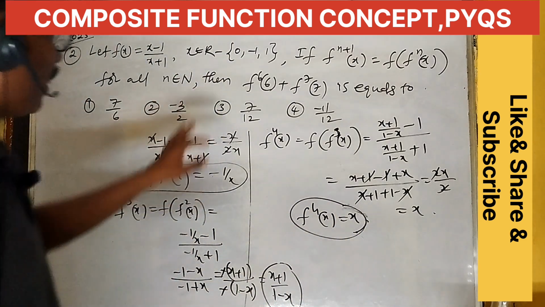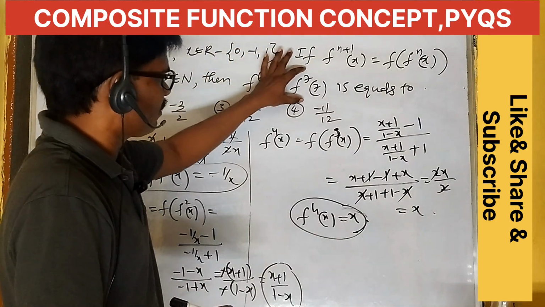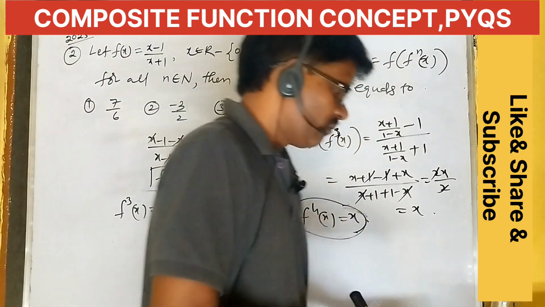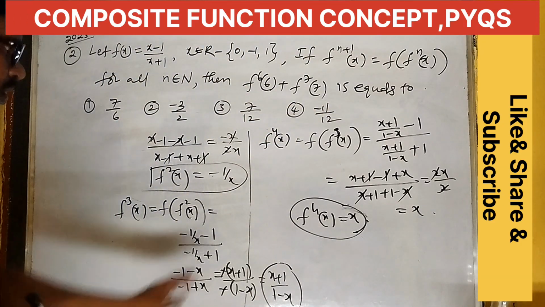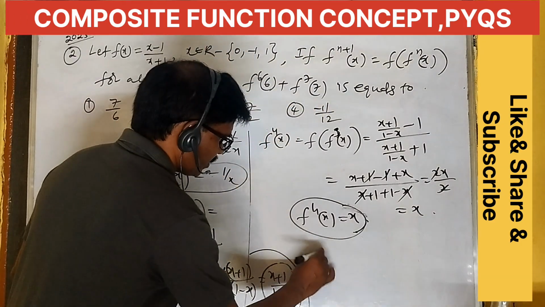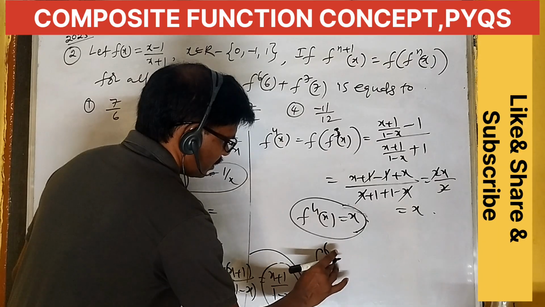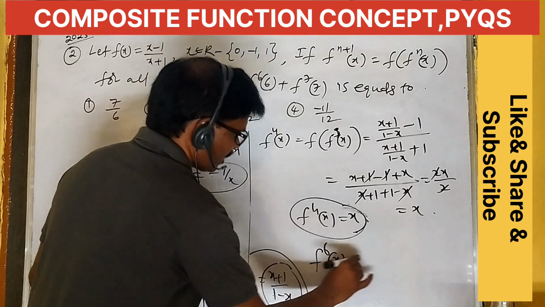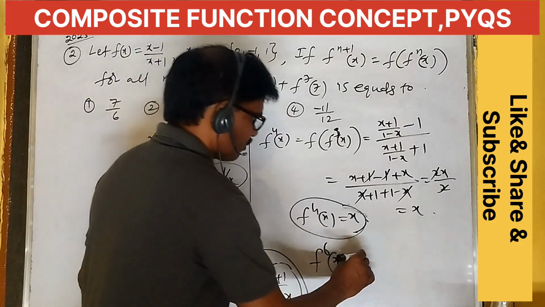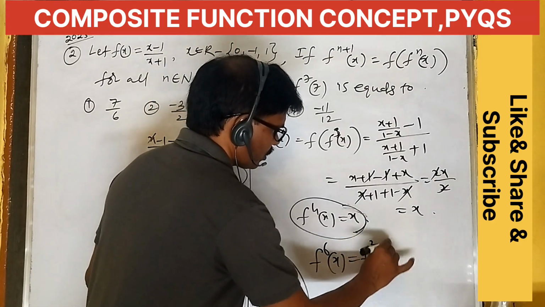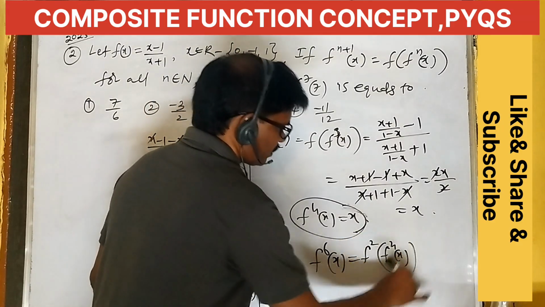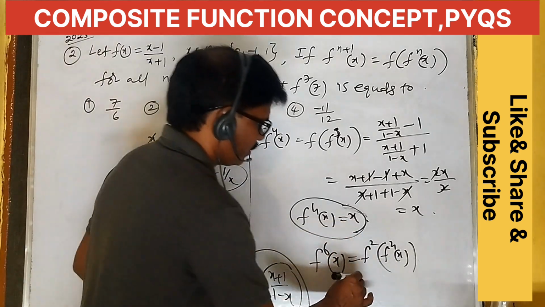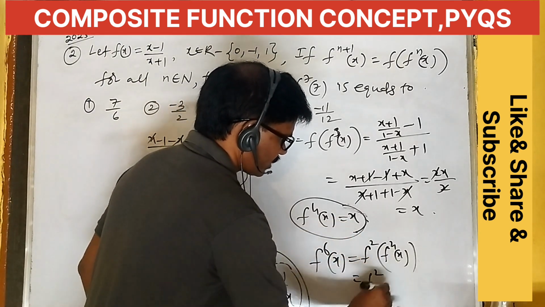Find the value of f to the power 6 of 6 and f to the power 7 of 7. First, f to the power 6 of 6. What is f to the power 6 of x? f to the power 6 of x is equal to f squared of f to the power 4 of x. f to the power 4 of x is equal to x.